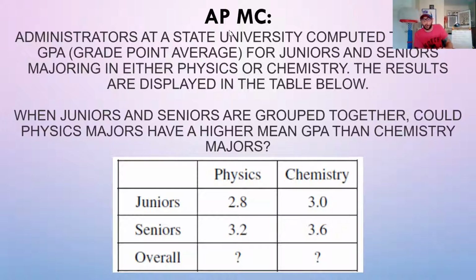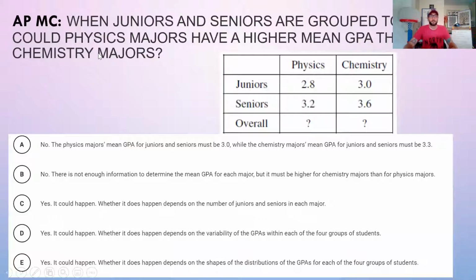Now, of course, we know, I hope, we definitely can't just say, oh, the average here is 3, add those and divide by 2. The average over here is 3.3, add those and divide by 2. No, can't do that. That fails to consider sample size. So let me show you here. These are your options. So could the physics group have a higher average than the chemistry group?